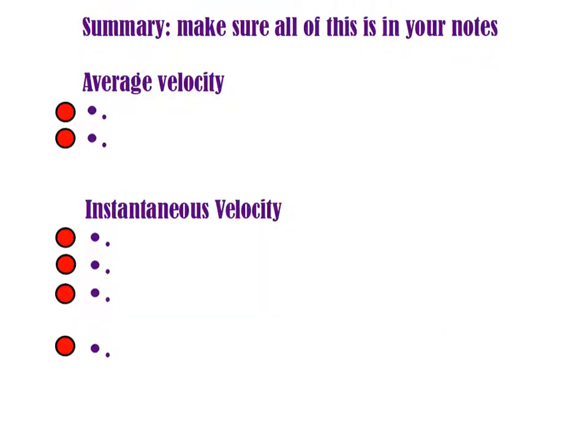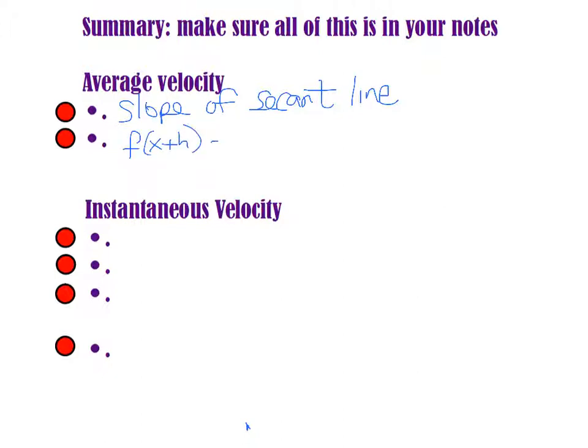Now I want to make sure that you have everything in your notes that we've been talking about. So here's a quick summary. Make sure you have this stuff in here. Average velocity is always going to be the slope of the secant line. And the formula is f of x plus h minus f of x all over h.